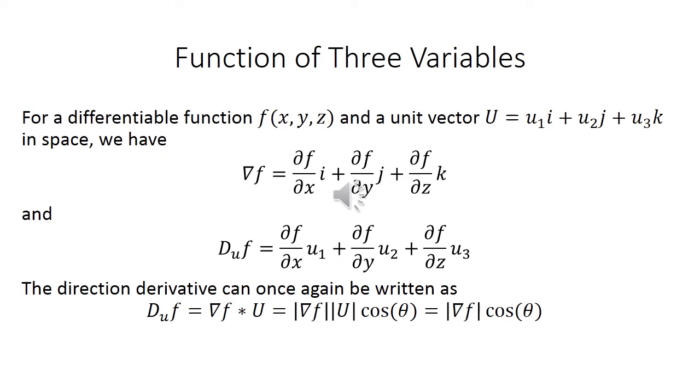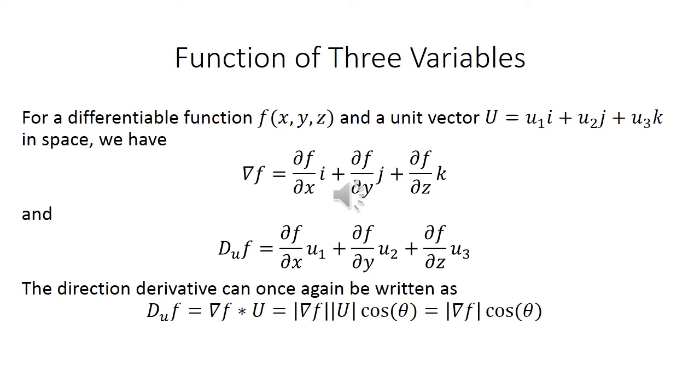So suppose we have a function f of x, y, and z, and the unit vector u equals u1 i plus u2 j plus u3 k in space. Then the gradient of f equals partial f partial x times i plus partial f partial y times j plus partial f partial z times k. And the directional derivative of f in the direction u equals partial f partial x u1 plus partial f partial y times u2 plus partial f partial z times u3.